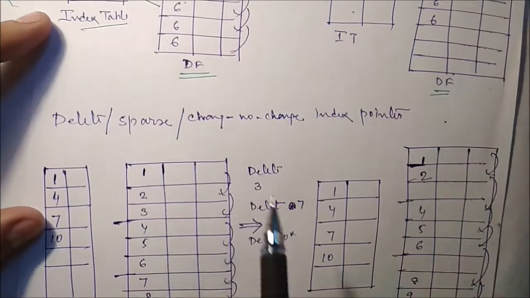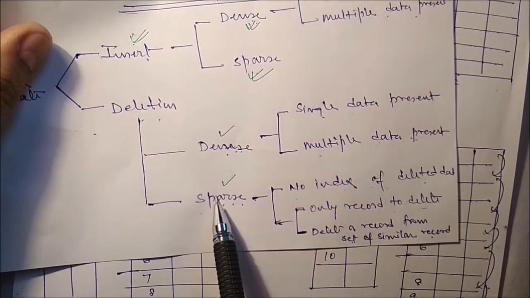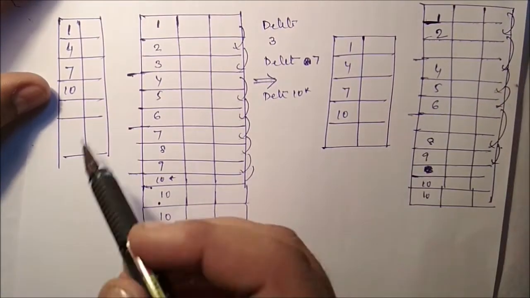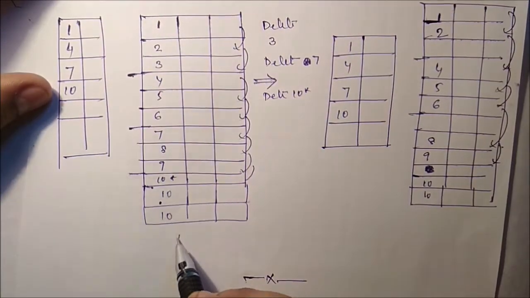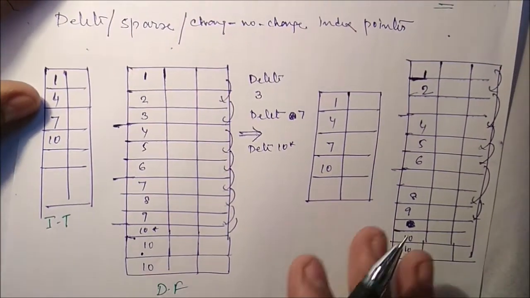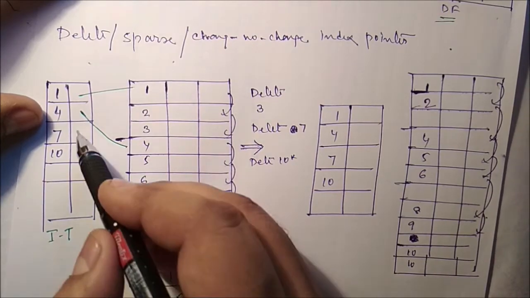Next is delete in sparse index, where we change no index pointer. Now you can see delete and sparse. Now you can see the various cases. This is our data file, and this is our index table, and it is sparse. So here you store the address of a few of the records, not all the records.